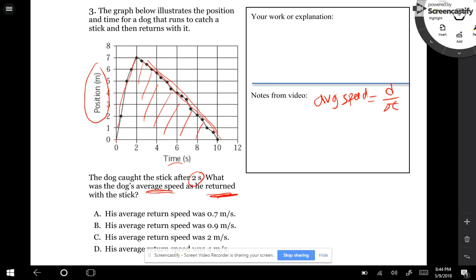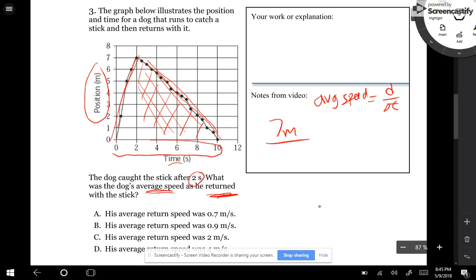So if we look at this graph, we could see the dog went up to 7 meters and then came back 7 meters. So we're only considering the coming back part. So coming back 7 meters, that'd be my distance, over the time it took to go back 7 meters. This is a common mistake: people use the full 10 seconds here. Nope, we're only going to use the coming back part, which is from 2 to 10.